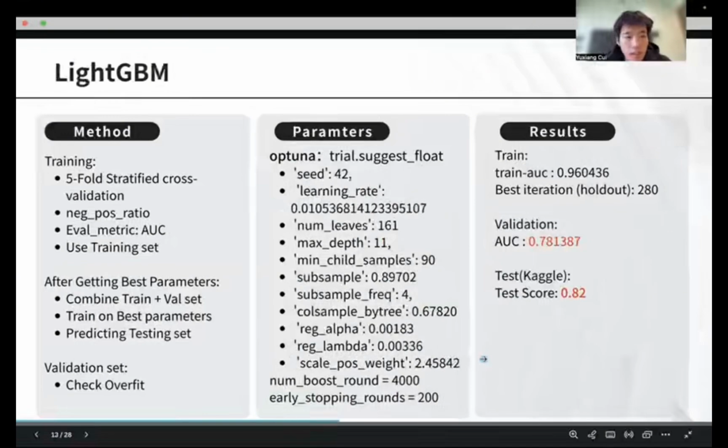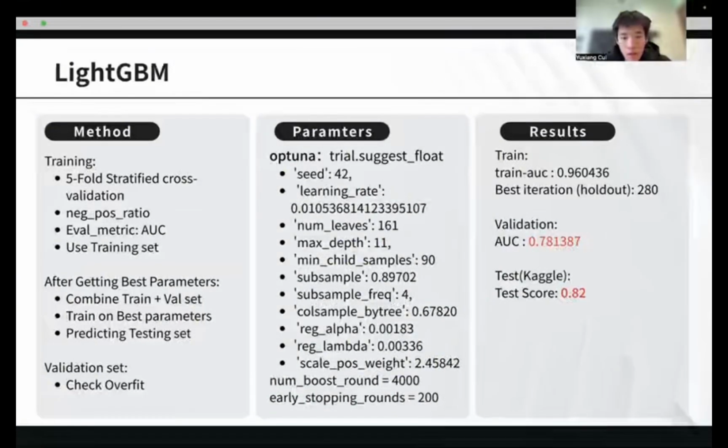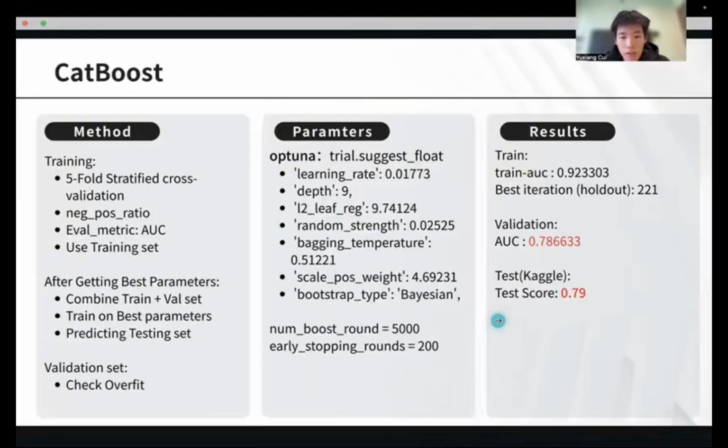And the next model is LightGBM. We did the same experiment. We have different hyperparameters. We can see that the validation AUC is slightly lower, 0.7814. Similar to CatBoost, we have slightly lower validation AUC, 0.787, and so is the testing score in Kaggle.